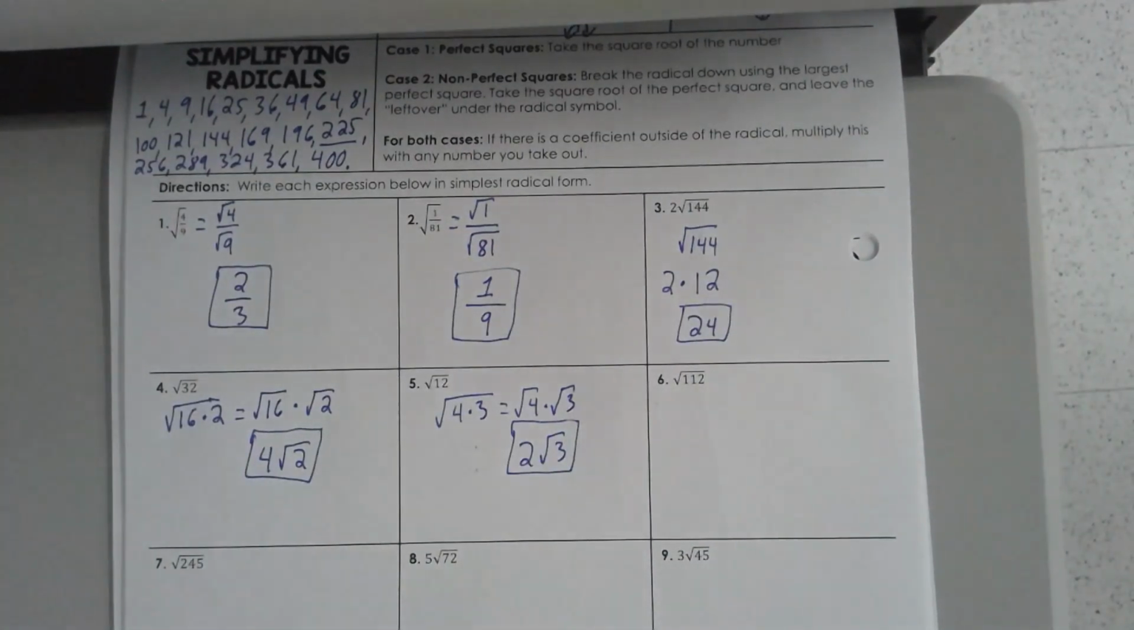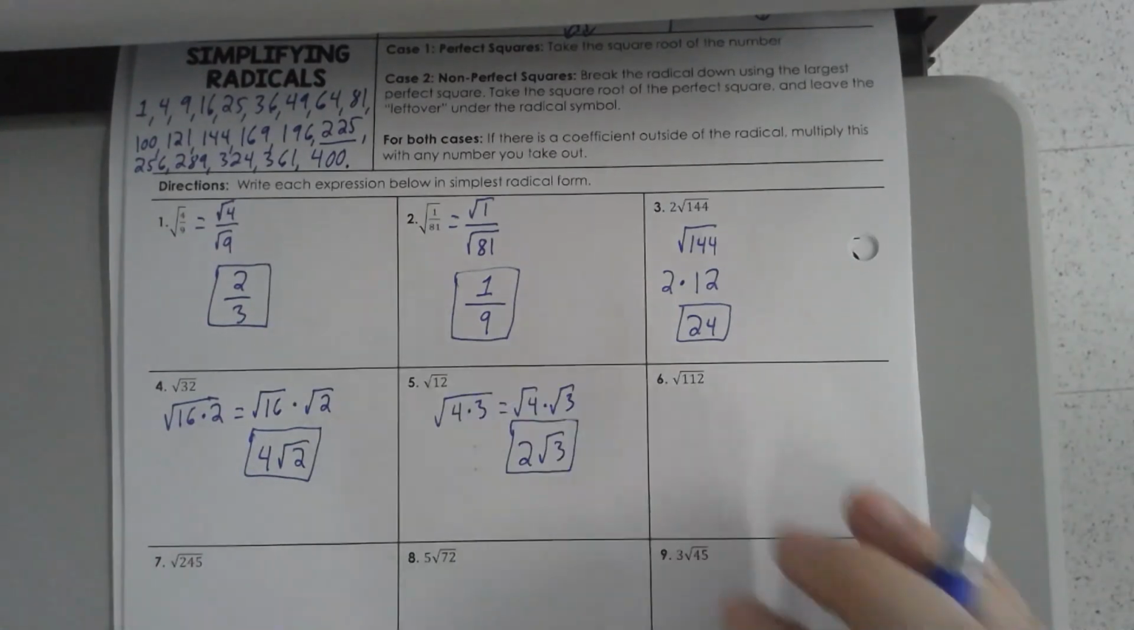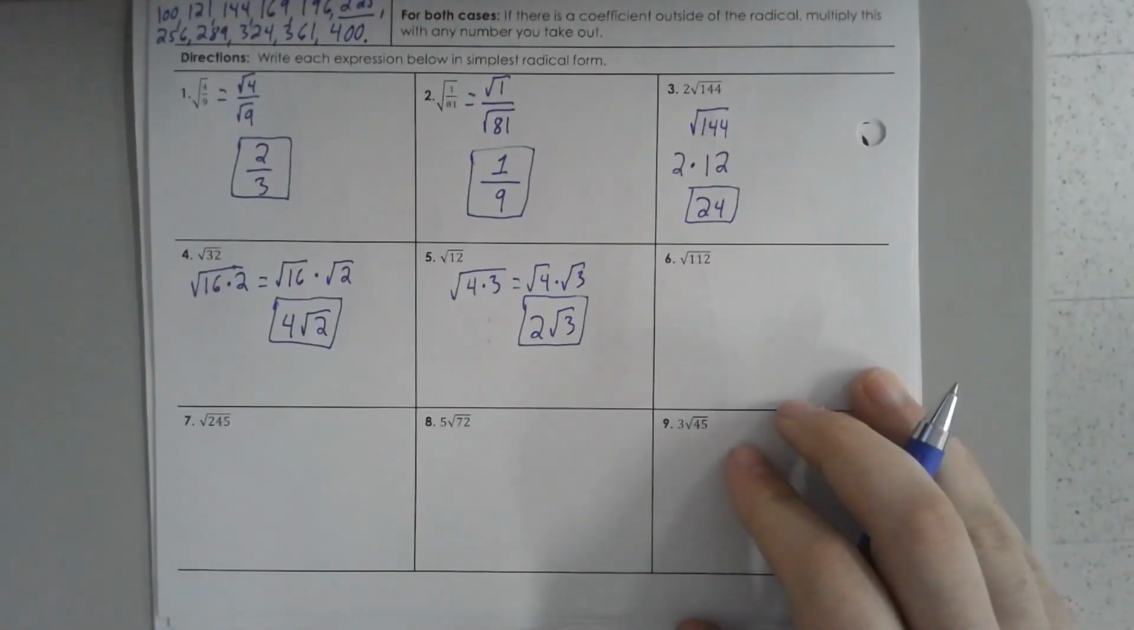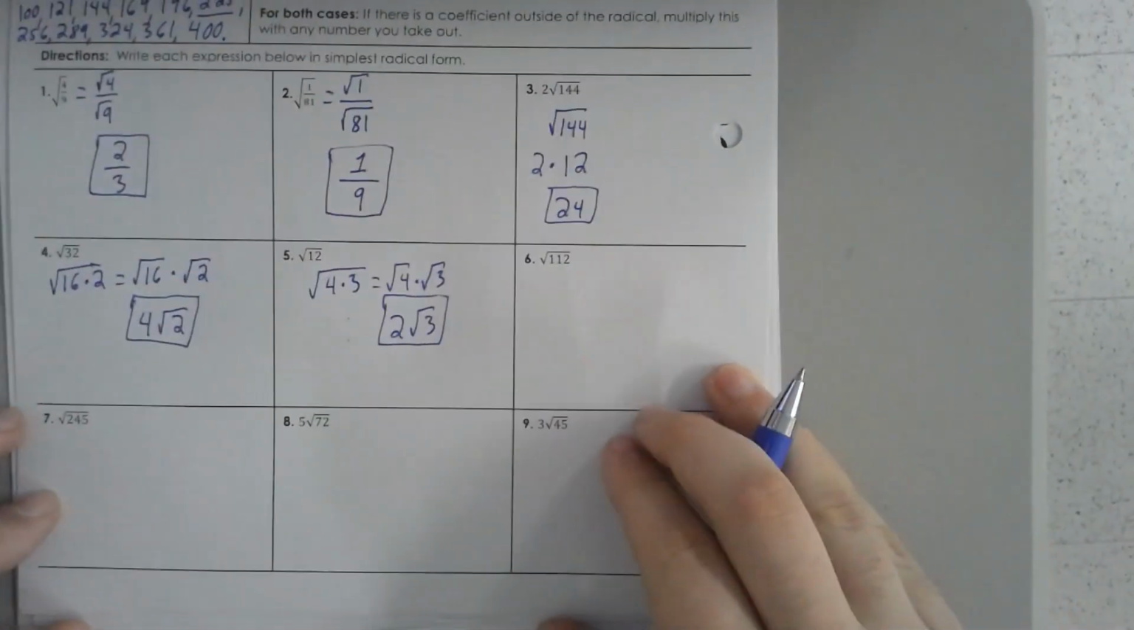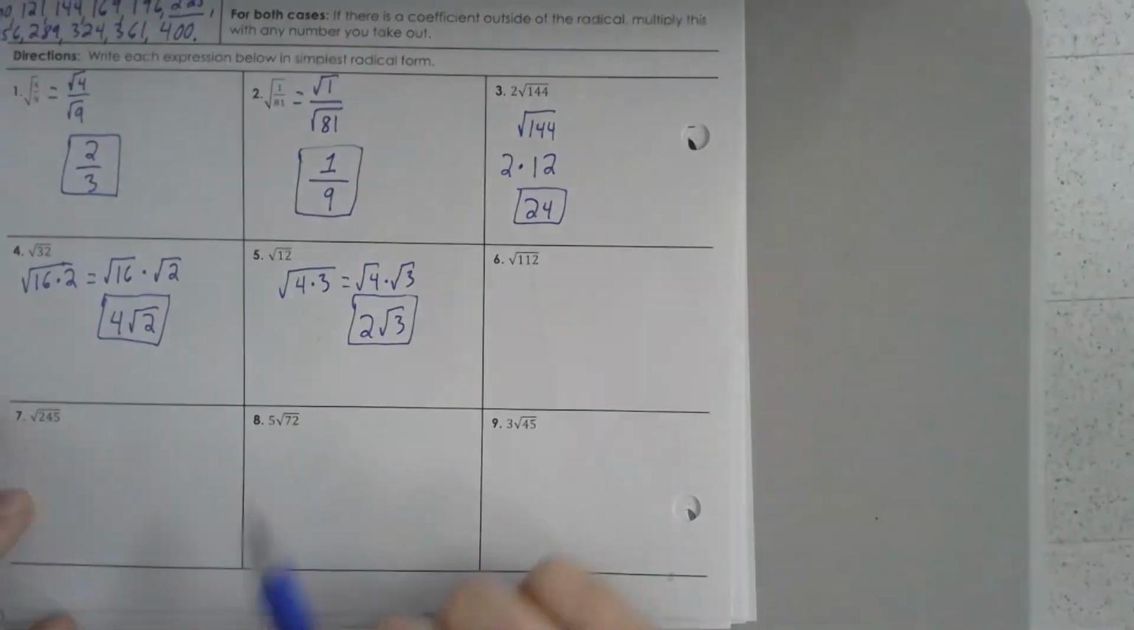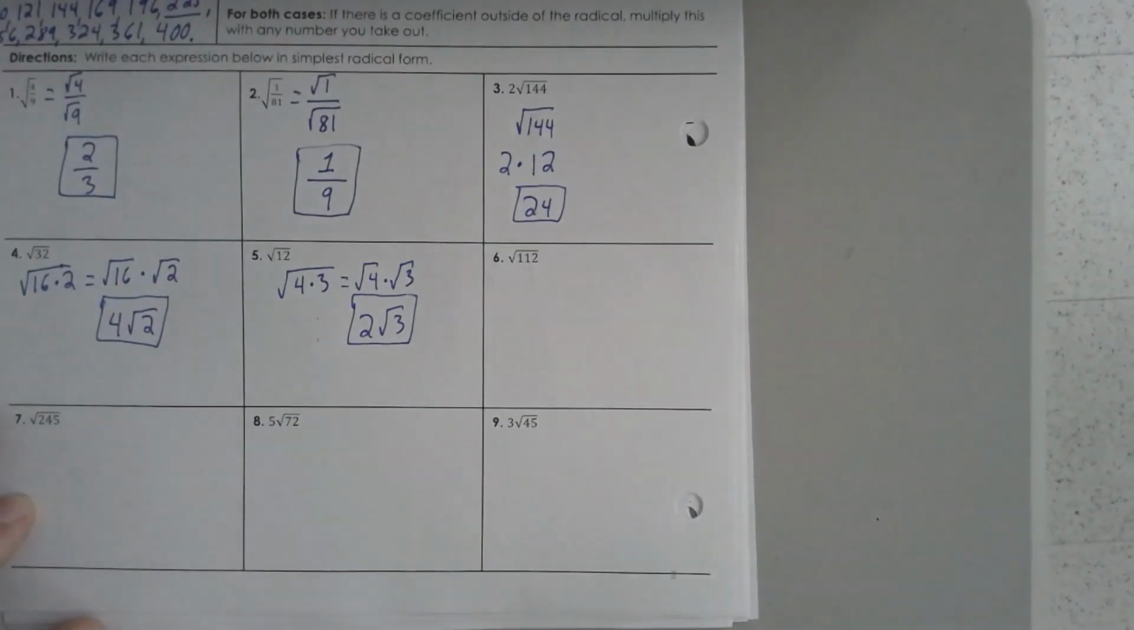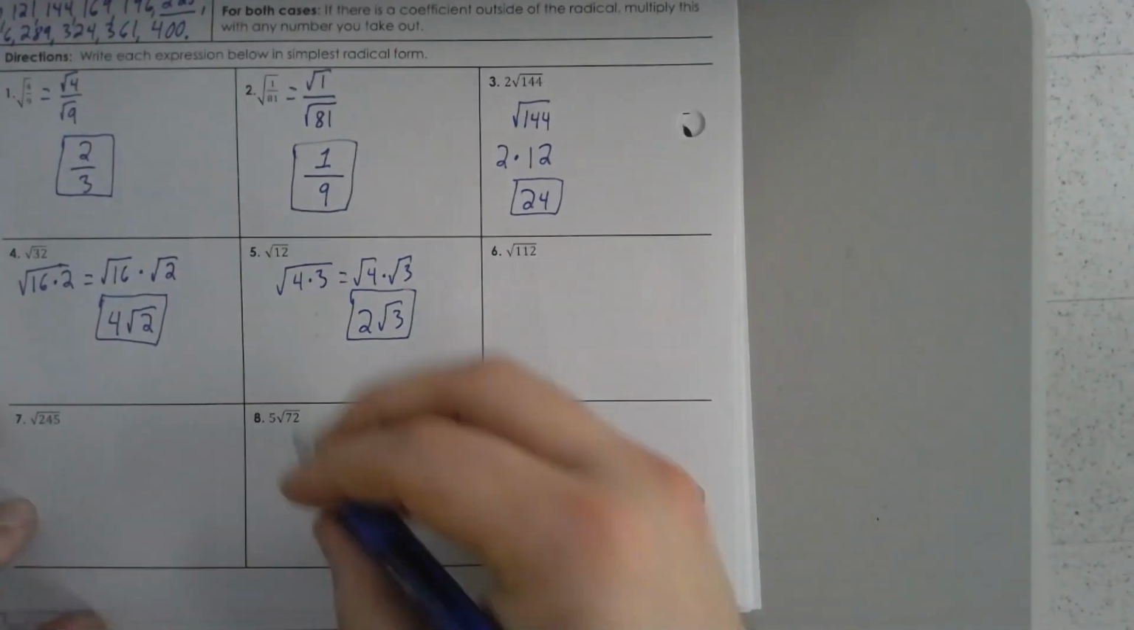Alright, I'll do number 6. Actually, I want to do number 8 with you, and then I'll let you do 6, 7, and 9. Alright, on number 8, we have a number on the outside. So we're just going to leave it alone. Not going to do anything with it just yet. We look on the inside.